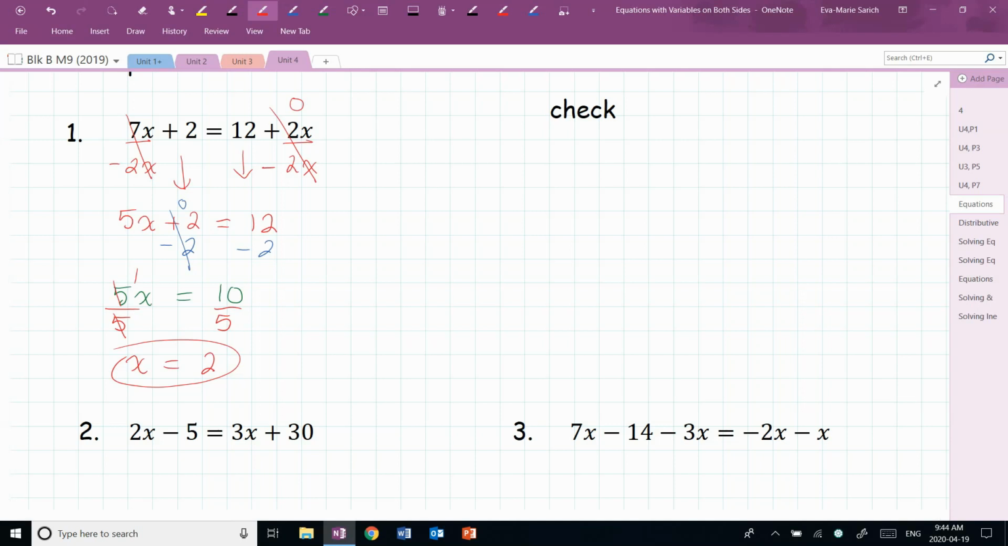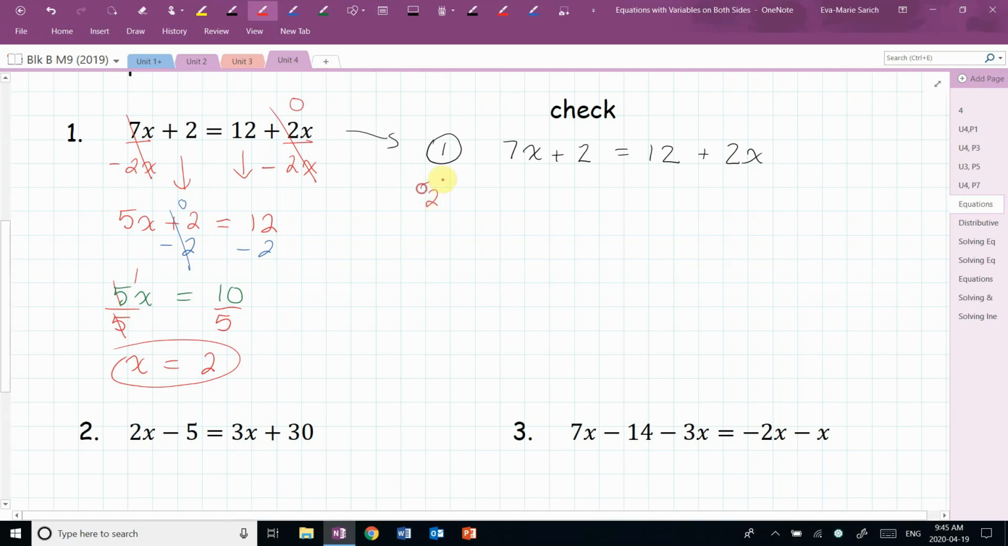Okay, you're going to have to be able to check just to make sure that in some cases your answers are right, because I've asked you to do some checks in the assignment. So reminding you, with a check, the first thing you need to do is to just rewrite the equation. So 7x plus 2 is equal to 12 plus 2x. That's exactly what was over there. We've just copied it down.